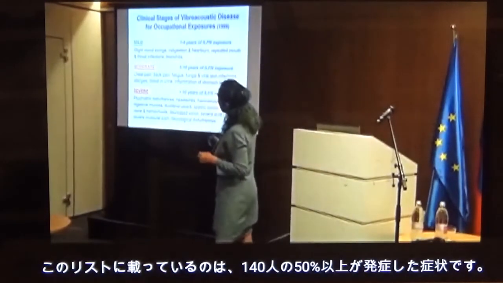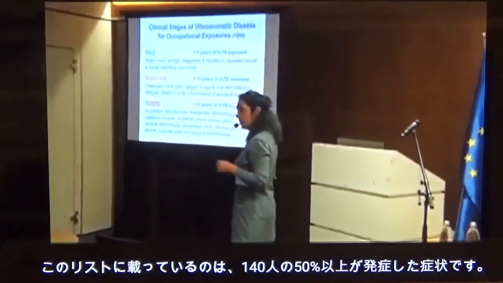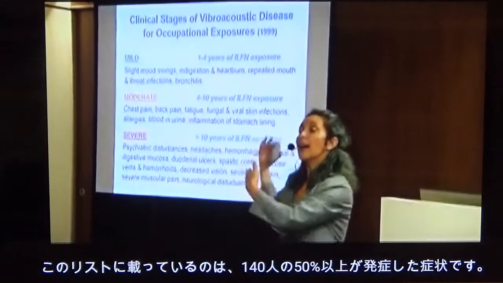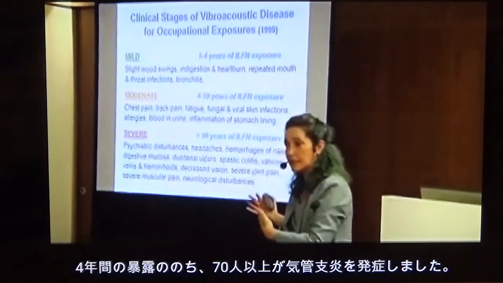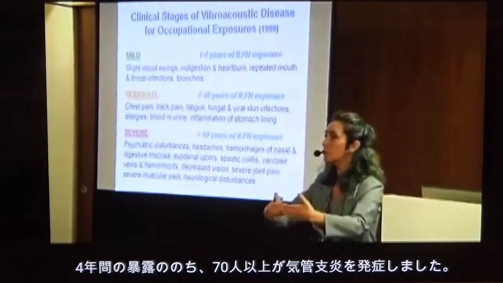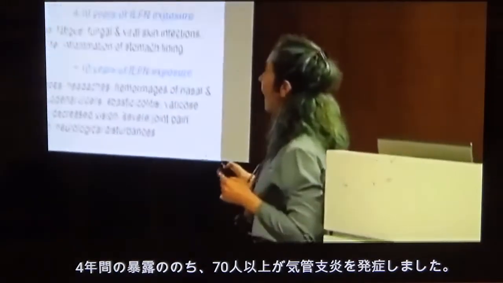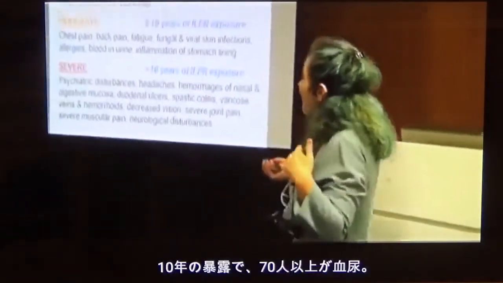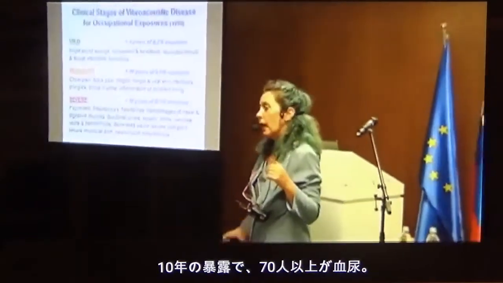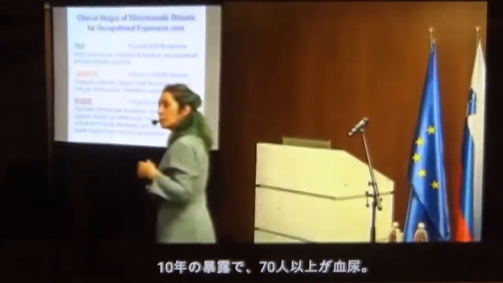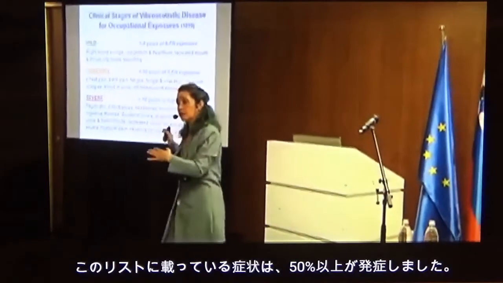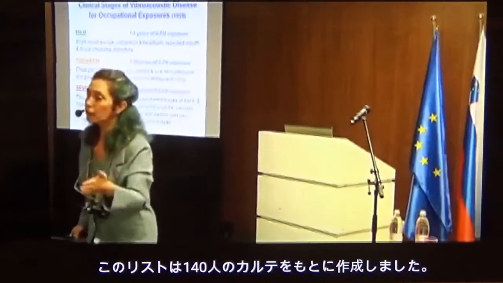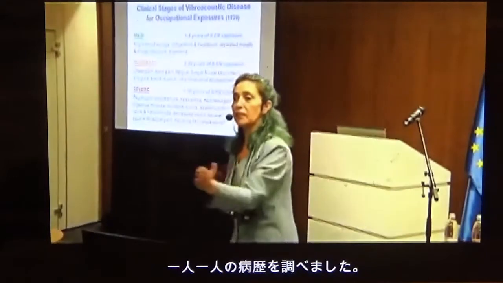If the symptom is on the list, it means that at least 50% of these 140 have developed this. At least 70 people of the 140 had bronchitis after 4 years of occupational exposure. At least 70 had blood in the urine after up to 10 years of exposure, and so on. If it's on the list, 50% had it. We didn't ask them. We went through their medical records. It's something that is in the history of the person.